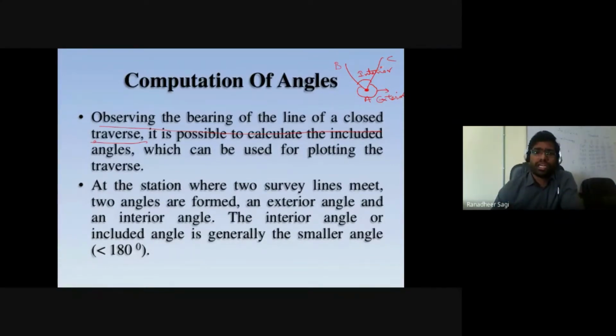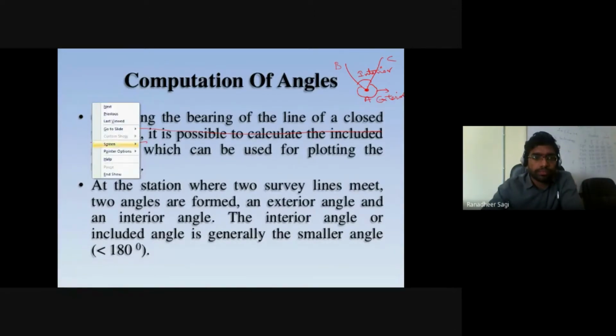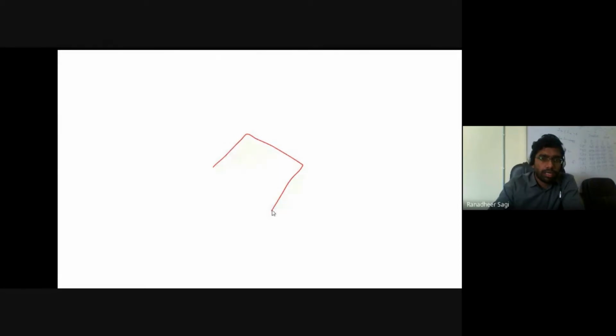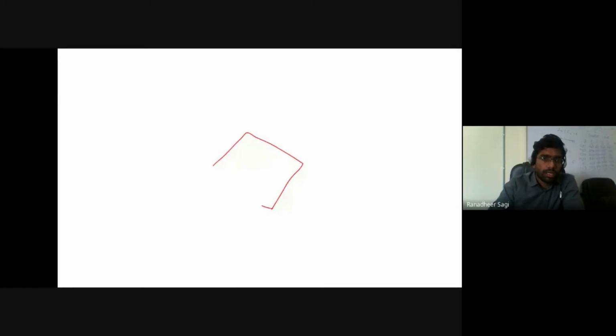There could be some particular case, like a traverse something like this. Say I have some traverse which I am trying to draw. This is my traverse that I am talking about.